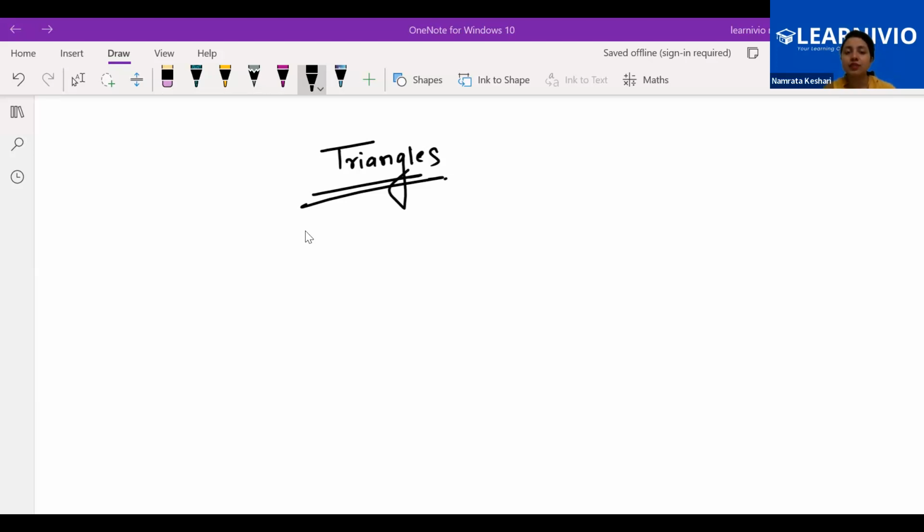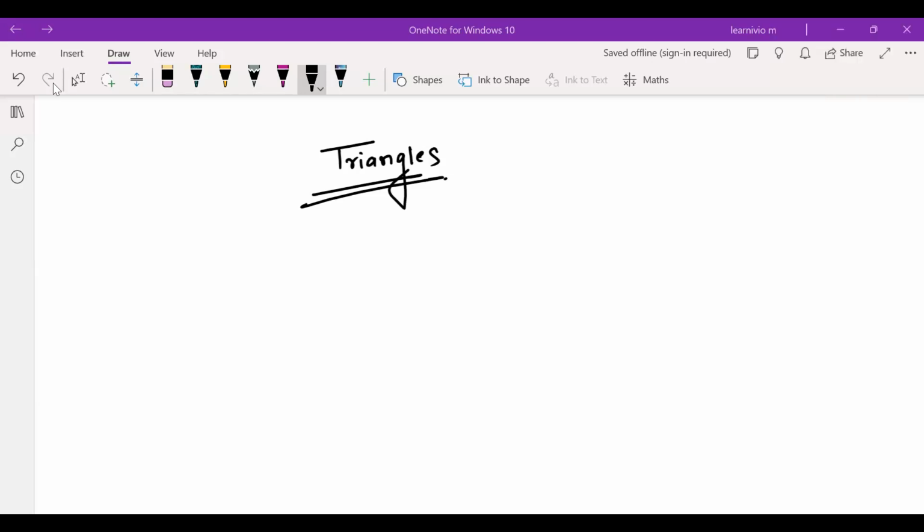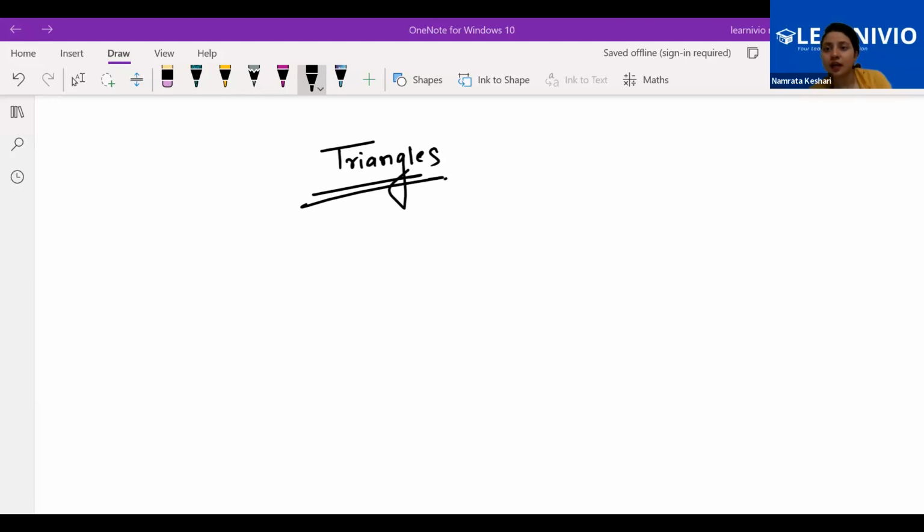Yes, when we are talking about congruent shape, that means we are talking about two such shapes which are exactly the same in shape and size. Two figures which are exactly the same in shape and size, that's called congruent figure. So two such figures which are exactly the same.